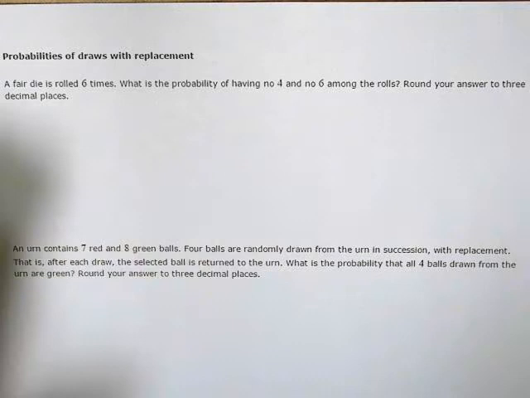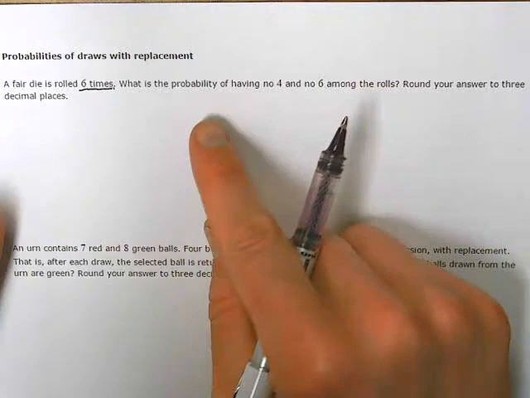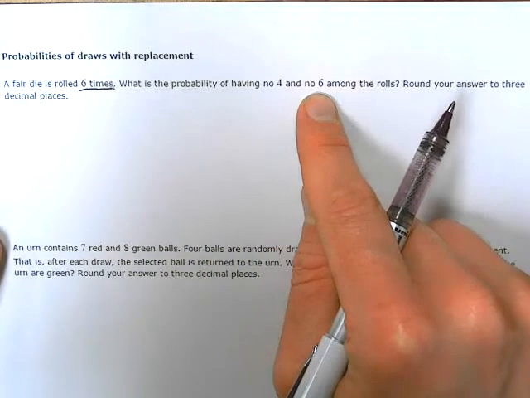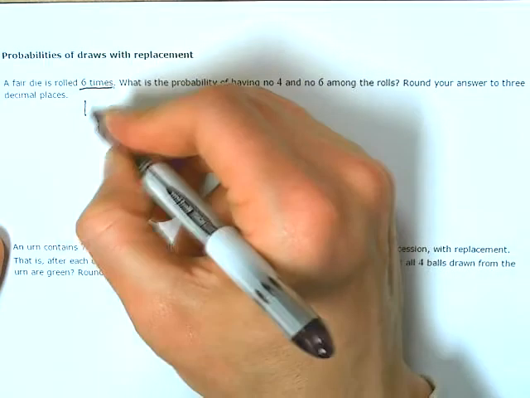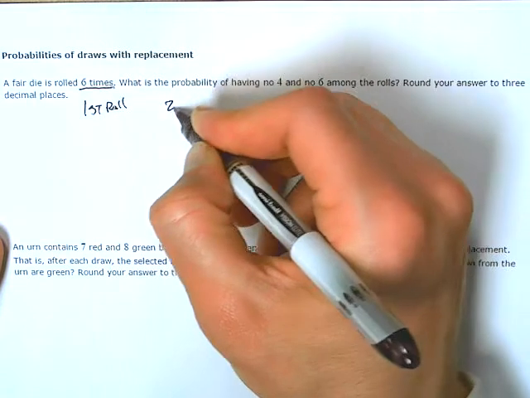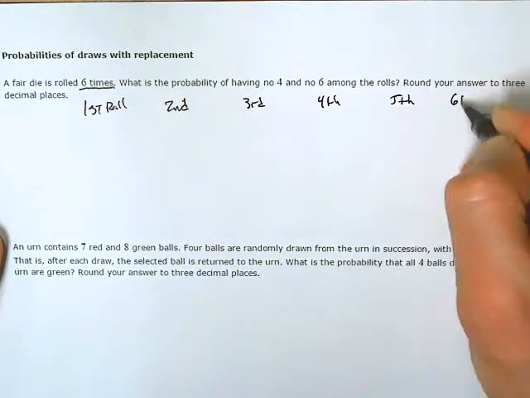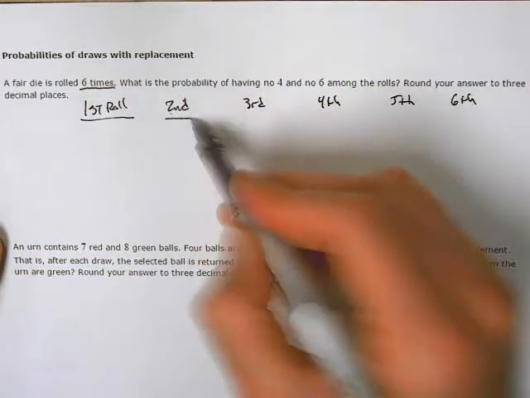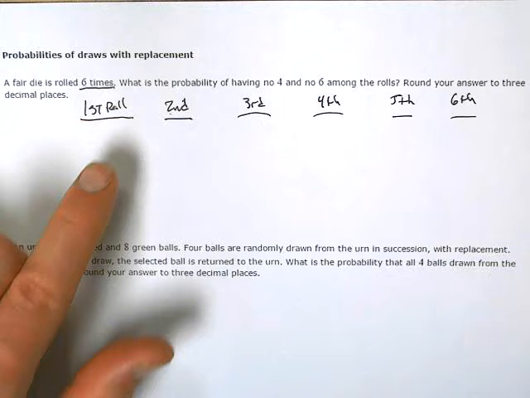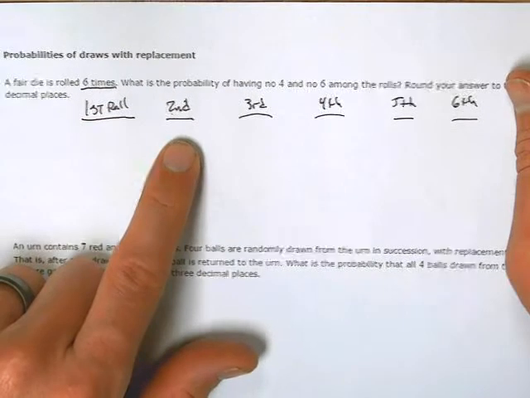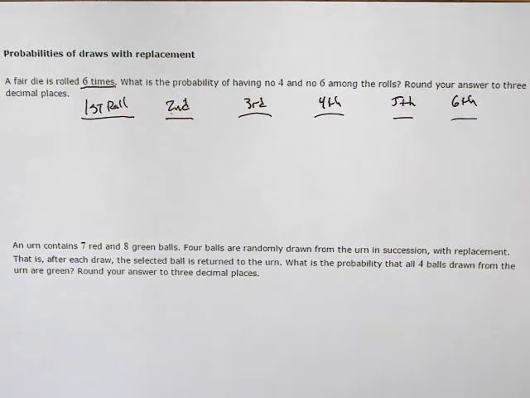So what we want to have happen is on 6 different occasions, we want to roll no 4 and no 6. Remember, these are independent events. Every time I roll the die, the probability that I get no 4 and no 6 is the same for each roll. It's not like if I got a 4 in the first roll, I'm less likely to get it on the second roll. All these rolls are independent, and they all have the same probabilities for each roll.